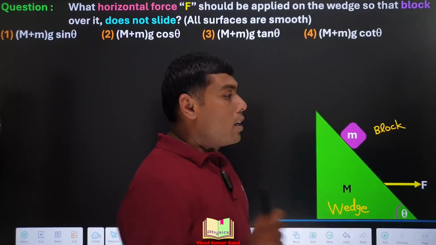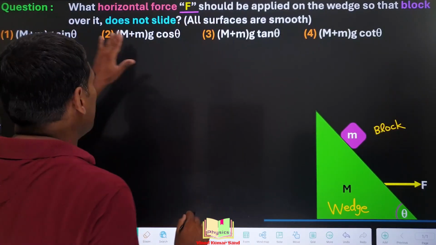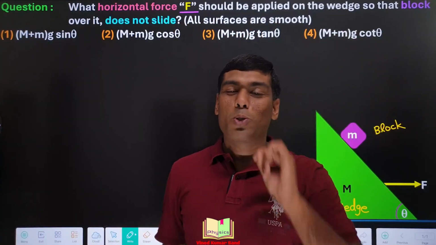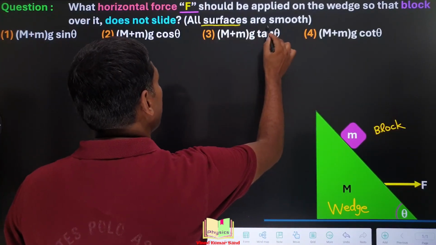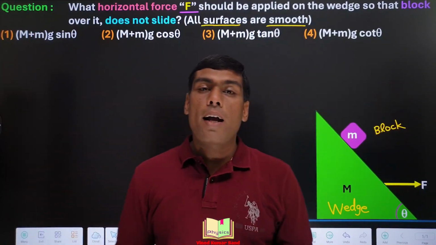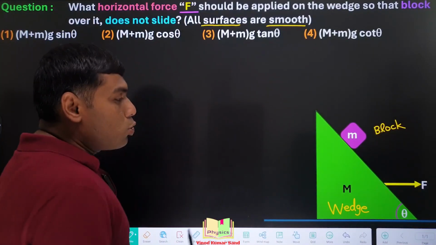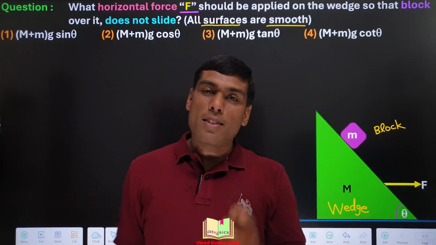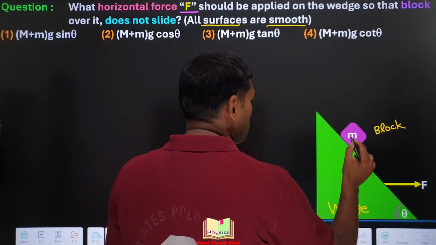Then we have to find the value of F such that out of these four choices, only one option is correct. And it is given that all these surfaces are smooth. It means we are considering no frictional forces. To solve the question, we'll be using Newton's second law. Draw the free body diagram of the small m first.